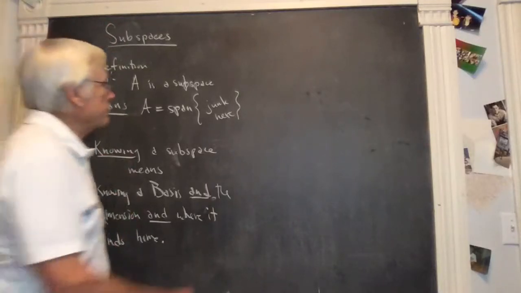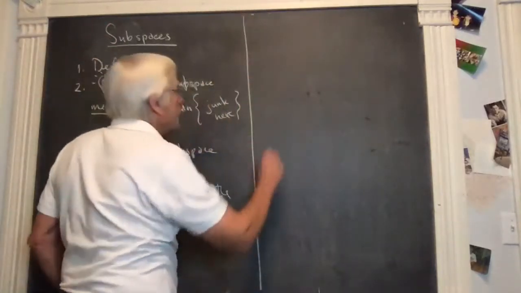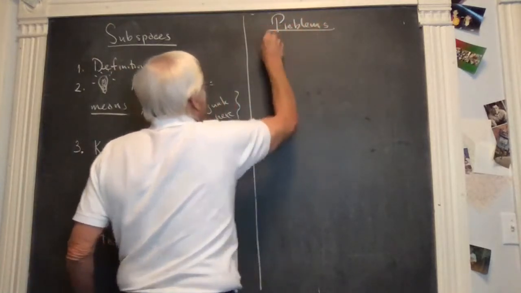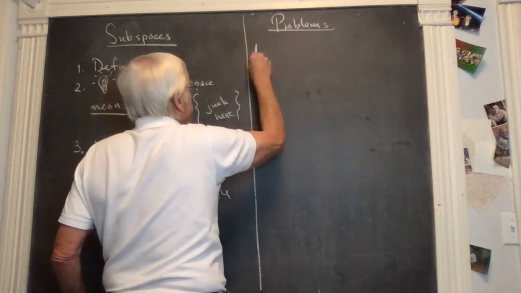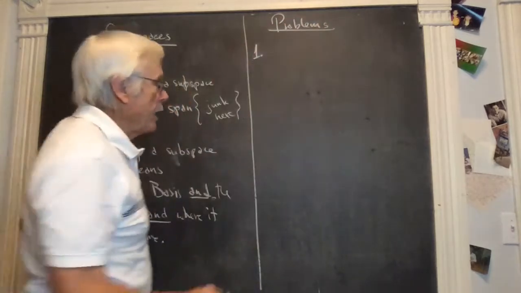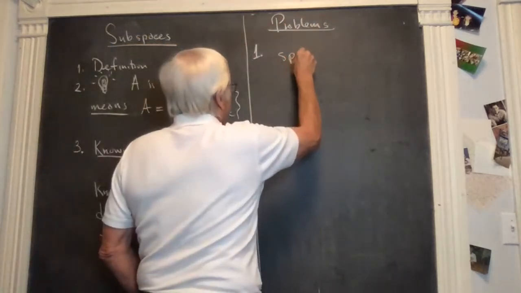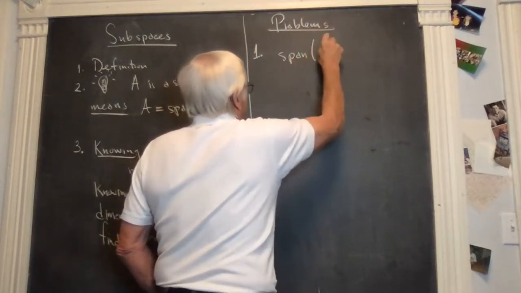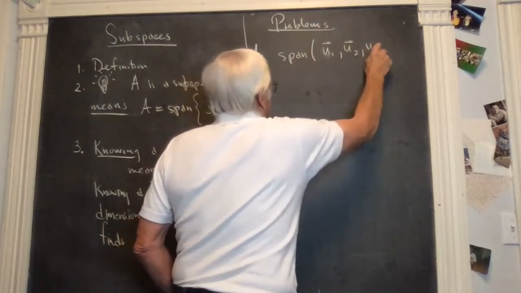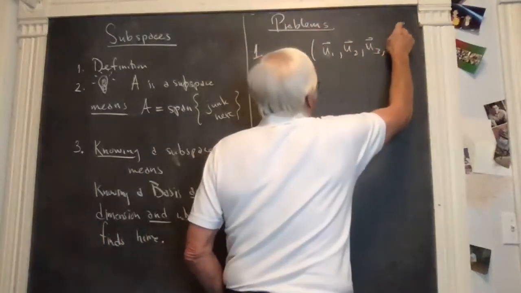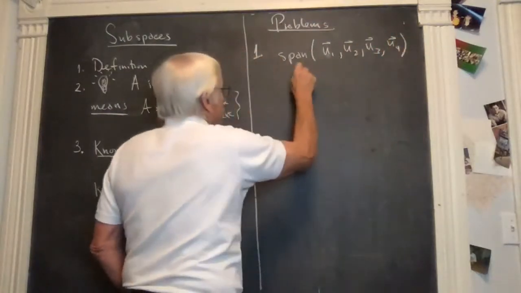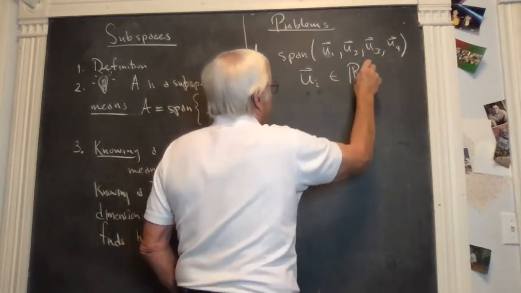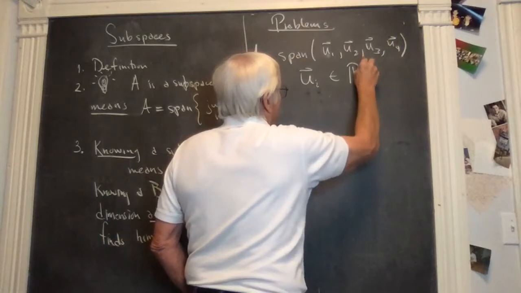Now, how do the problems look here? What kind of things do you do? I think at the lowest level, I give you the span of some vectors, the span of vectors u1, u2, u3, a bunch of them, u4. And all of these u's, u sub i, are in one of the vector spaces, let's say R6.